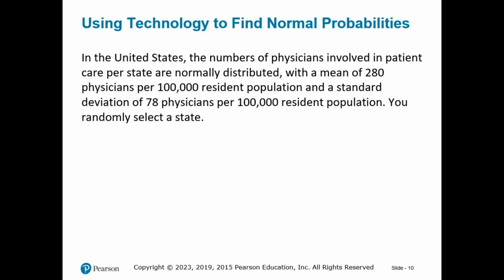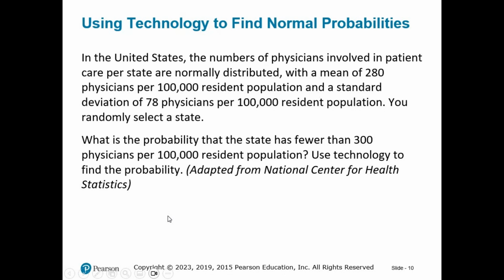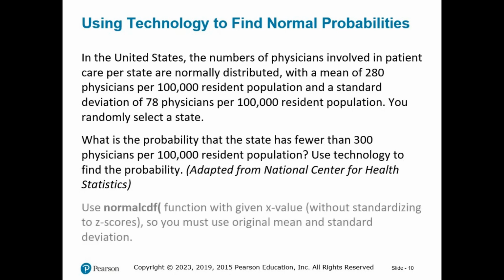Let's do this one. In the United States, the number of physicians involved in patient care per state are normally distributed with a mean of 280 physicians per 100,000 resident population and a standard deviation of 78 physicians per 100,000 resident population. You randomly select a state. What is the probability that the state has fewer than 300 physicians per 100,000 resident population? Use technology to find the probability. Use the normal CDF function with the given x value without standardizing to z-scores, so you must use the original mean and standard deviation.